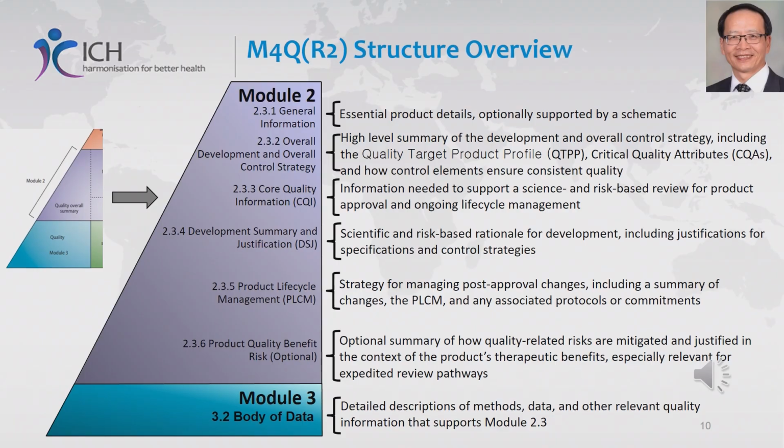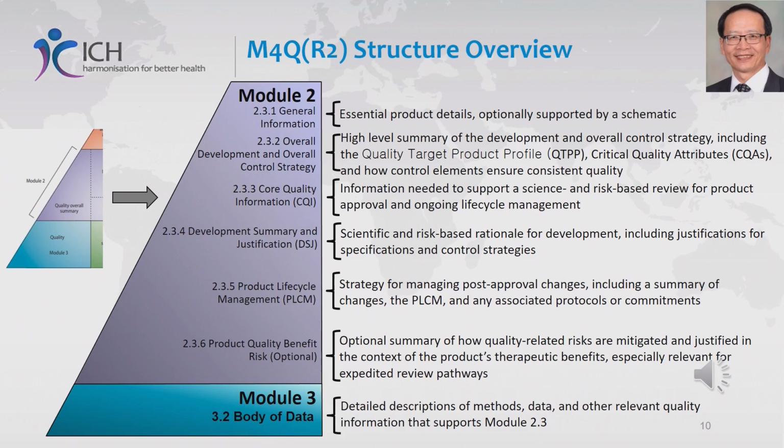Section 2.3.1, general information, serves as our foundation and provides basic product identity. Think of this as a business card for your product that immediately tells the reviewers what they are evaluating. Section 2.3.2, overall development and overall control strategies, is where we present the strategic overview. This section integrates your quality target product profile, critical quality attributes, development strategy, and control strategy. Essentially, the big picture of how your product was designed and will be controlled.